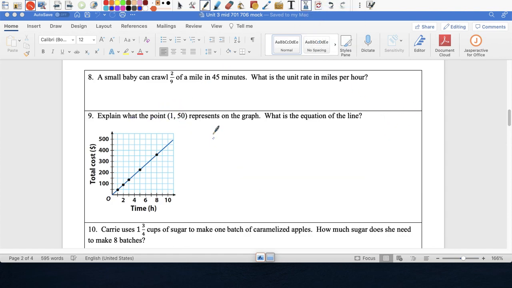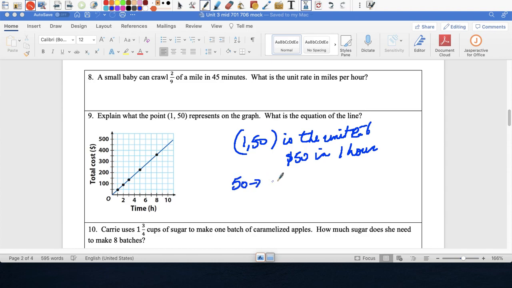Explain what the 0.150 represents. Well, the 0.150 is the unit rate. Okay. That represents $50 in 1 hour. The 50 is our constant of proportionality, which is k, right? And so we can use that 50 and write our equation. That equation becomes y equals 50x.